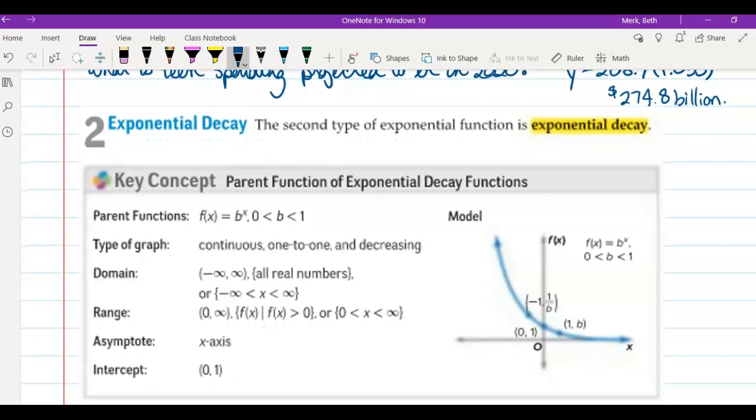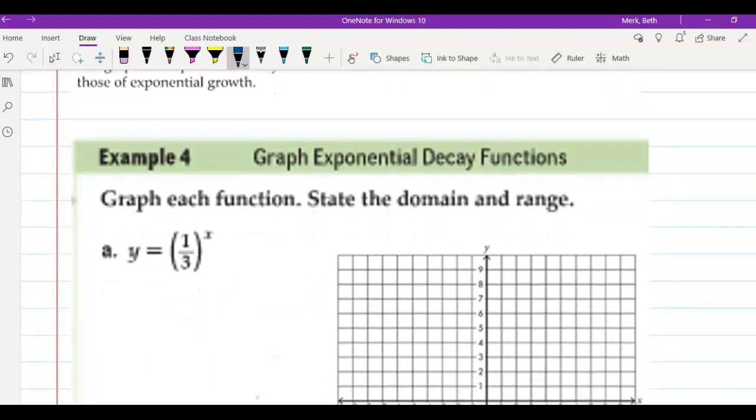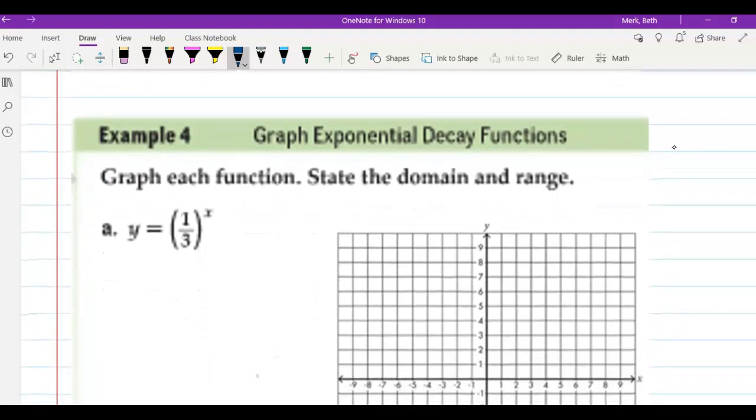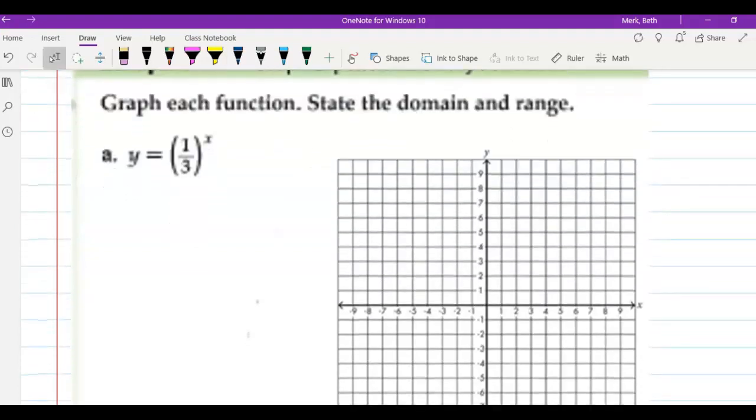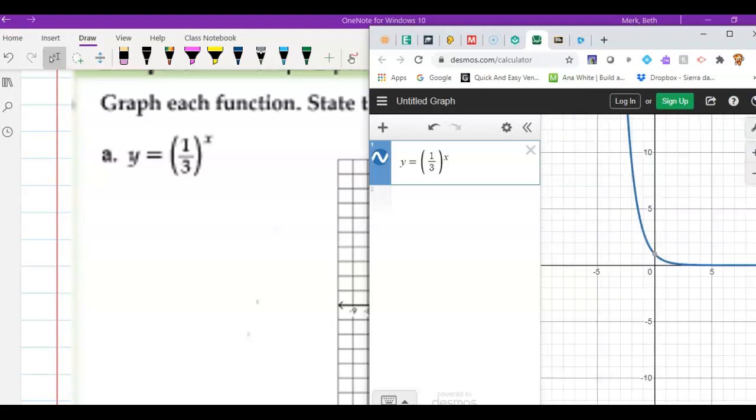All right, as promised, let's talk a little bit about exponential decay. Decay is the same thing as our exponential growth, except now our base is always going to be a fraction, like 1/3. Just looking at this function right away, I know it's not growth, I know it's decay. And we're going to treat it the very same way. We're just going to go and type this into our calculator, y equals 1/3 to the x. Go back to the home button.